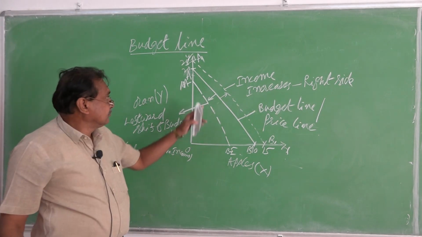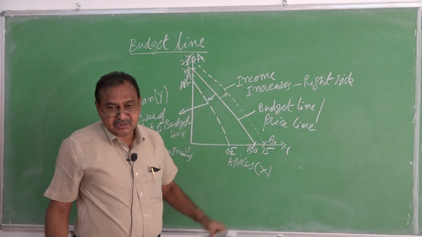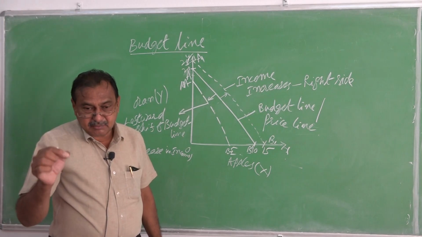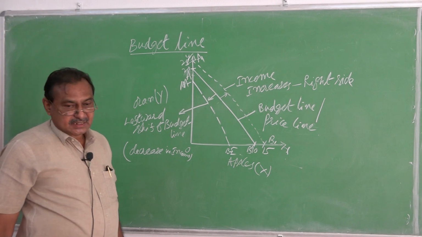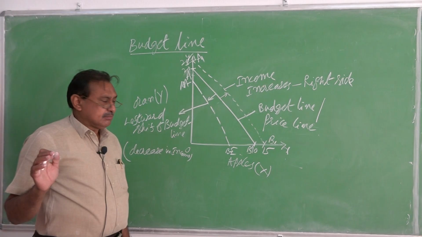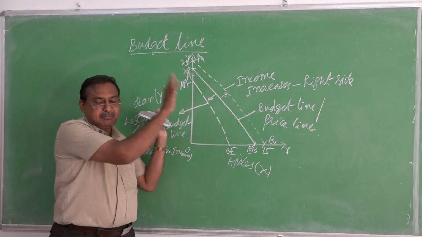So that's why the budget line can shift towards the right or left based upon the income of a consumer. Okay, sir, I agree. It means if income changes, the budget line also changes. We proved it with the help of a diagram.